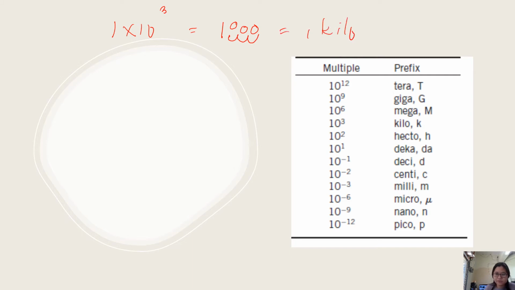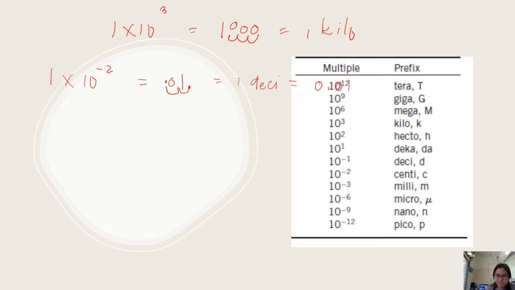For the centi, this is 1 times 10 to the negative 2. And this is equal to 1 with the decimal point here. And since the exponent is negative 2, we move the decimal point to the left. 1, 2. We put 0, and the decimal is moved here. So 1 centi is equivalent to 0.01.